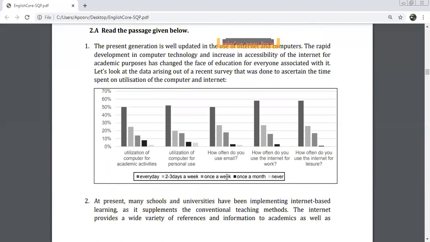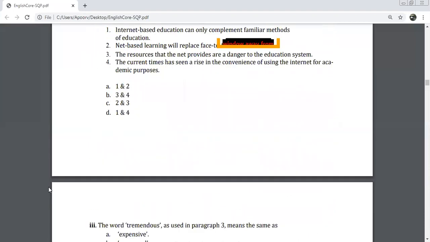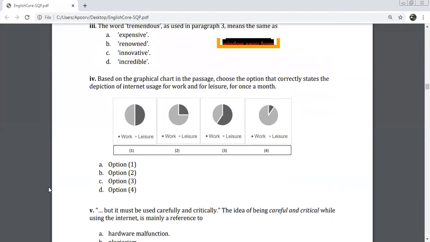Now don't get confused. If they're asking you once a week, then you need to check out for this shade. If they're asking you every day, you need to check out for this shade. This is the only thing which we need to revise when we are talking about the stats part over here. Okay, children? Let's see the next one. It's quite interesting, but a little bit of practice would be needed, no doubt.